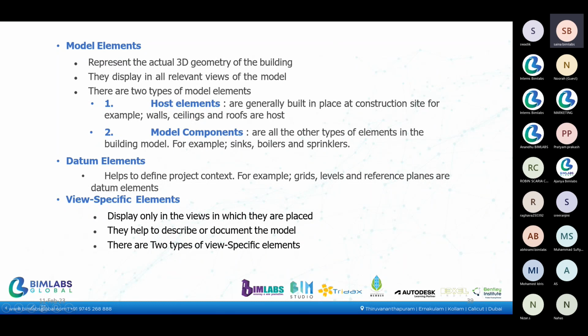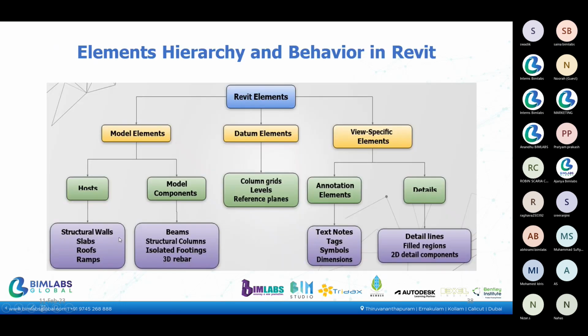Next one is view specific elements. These view specific elements display only in the views in which they are placed. We can't see them in other views. We can see them only in the views where we placed them, and they help to describe or document the model. There are two types of view specific elements, that is annotation elements and detail elements.